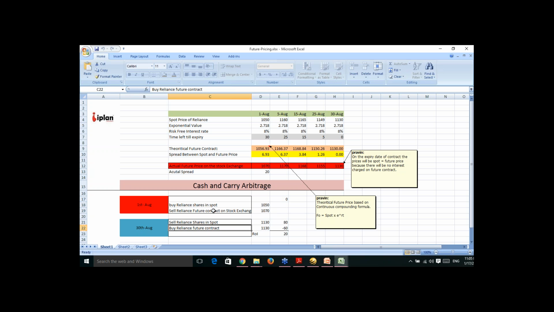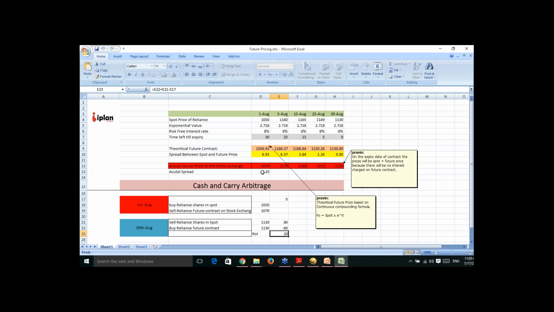Whereas you sold the contract at 1070, the Reliance future contract you sold at 1070, the price increased to 1130. So you are losing around 60 rupees on this. You sold first, you will buy, it's a short sell position, price increased, so you are losing 70 here, 60 here, sorry. So the net is your 20. So this 20 becomes your profit. So this is what you get.